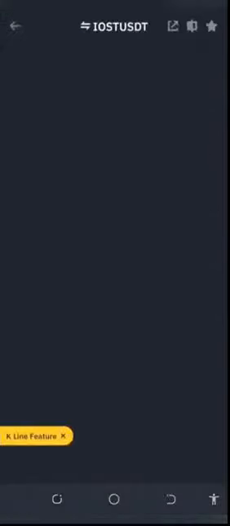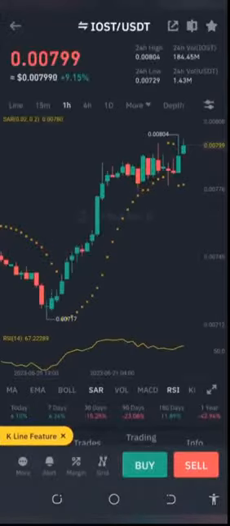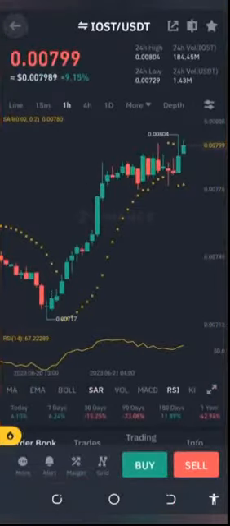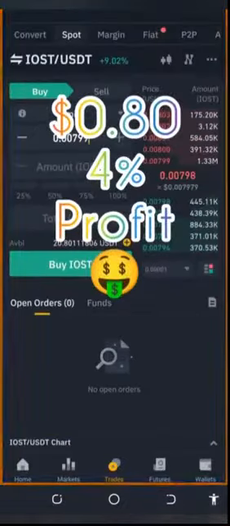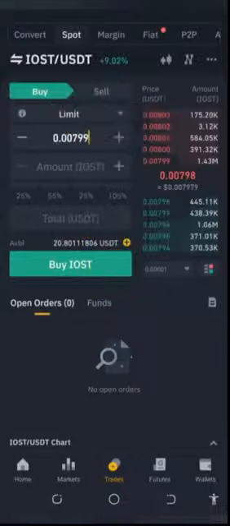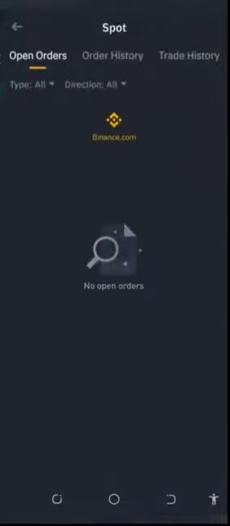Wow, what happened to IOST? It went all the way up. Look at this. Something actually happened. Wow, but that actually favored us, really, because now we've been able to make 80 cents over our $20. Oh my gosh, this is beautiful. Yeah, let's go and check what happened here.